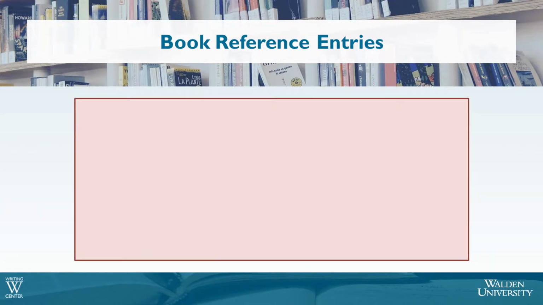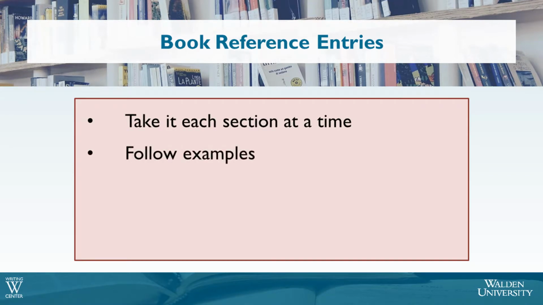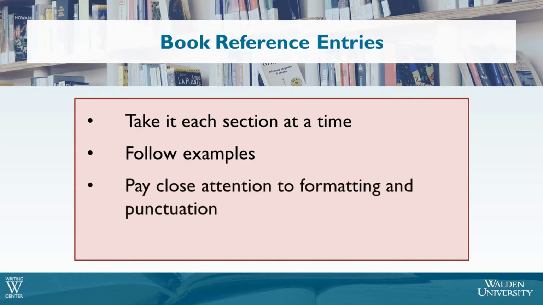Reference entry formatting can be overwhelming at first, so be sure to follow our suggestions. Approach the reference entry a section at a time. Follow the examples on our website, in this video, and in the APA manual. Pay close attention to formatting, like italics, and punctuation, like commas and periods, and ask if you have questions. We're happy to help.